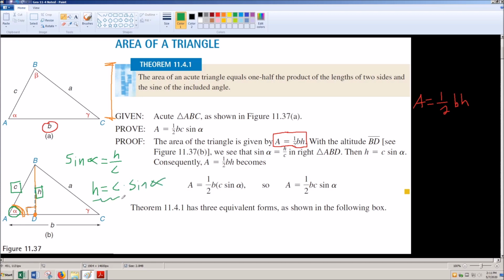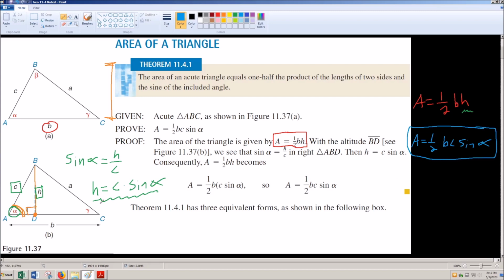Now I'm going to take this and substitute it in for my H right here. So I'm going to substitute that value in. What does that look like? That looks like A equals 1/2 A, B, C, sine of alpha. And there is the formula we were trying to prove.